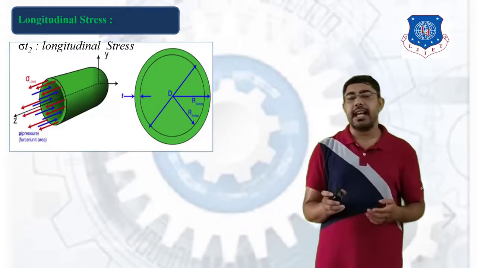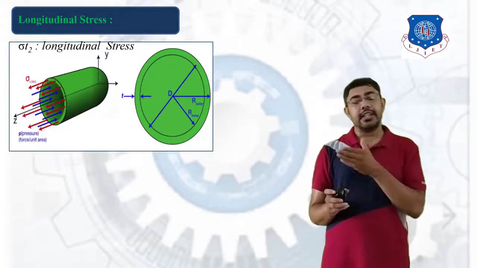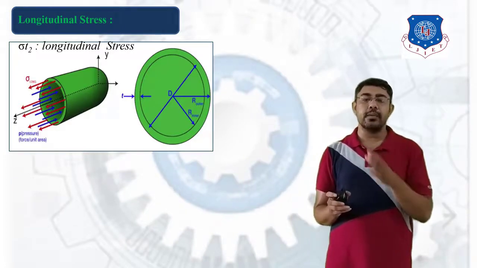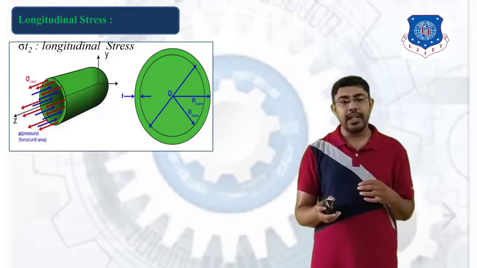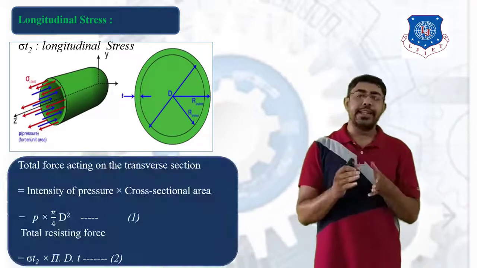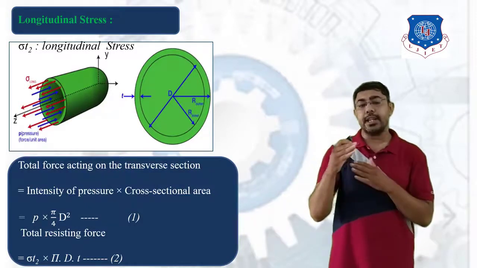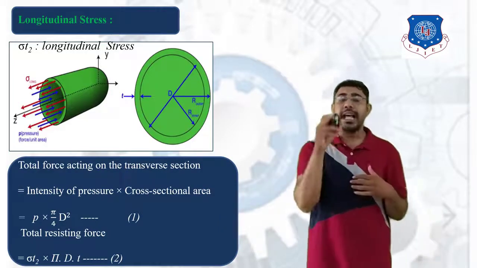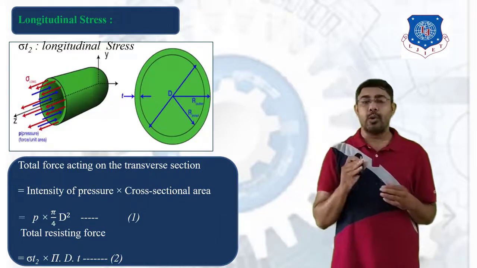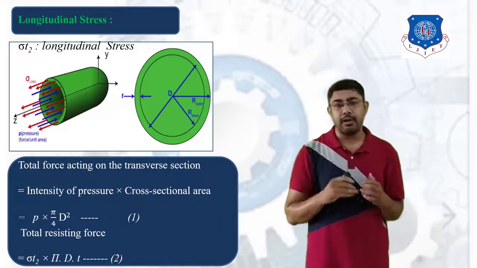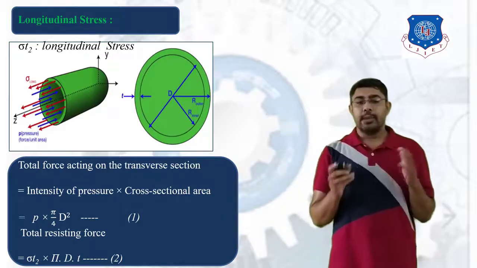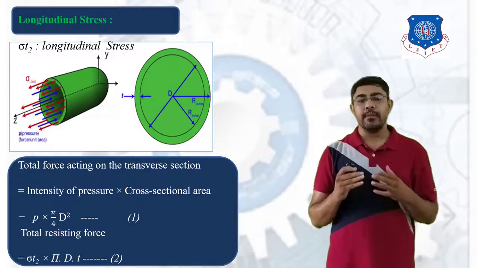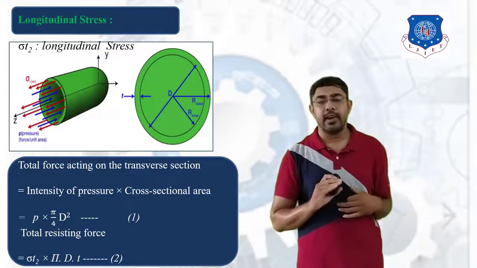And here D is the diameter of the cylinder, and since the cylinder is thin, we consider the diameter of the cylinder as D. Now the total force acting on the transverse section is the intensity of pressure into cross sectional area. Here the cross sectional area is pi by 4 into d square, and the intensity of pressure is P. So the force acting on the transverse section is equal to P into pi by 4 into d square. Give it equation number 1.